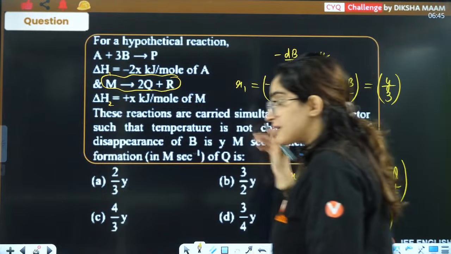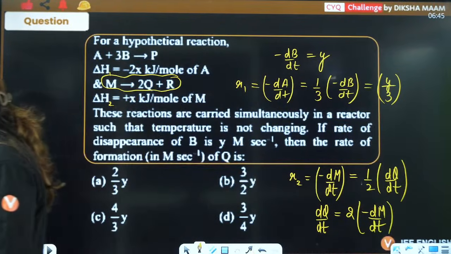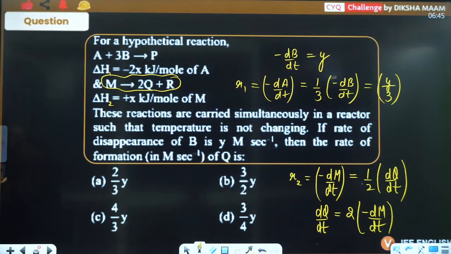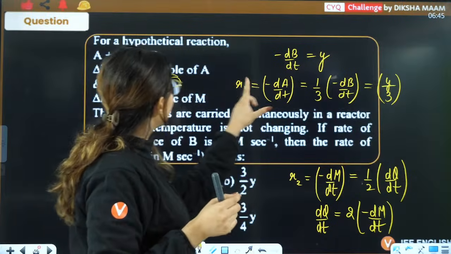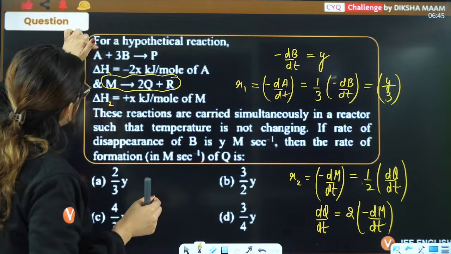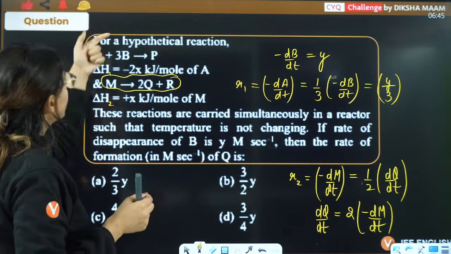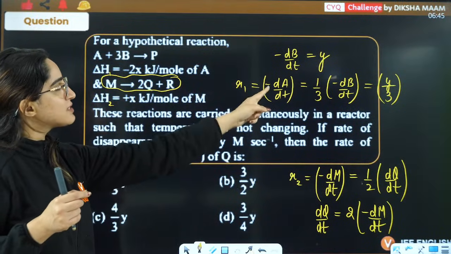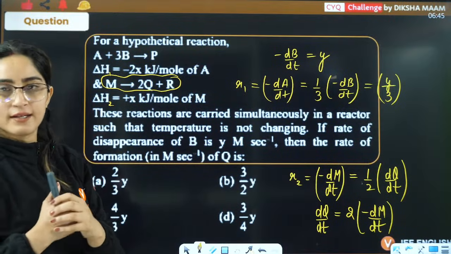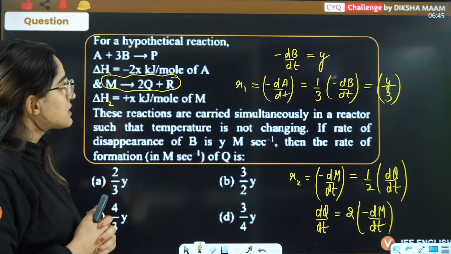Now tell me if that is clear, how do I write it? Yes, Vishwanath, welcome. Tell me. This is rate of this reaction. I wrote it in terms of A and B here. B value is given to me in the question. So I write the value of minus dA by dt, that is y by 3 it is coming out to be. Right? Okay.